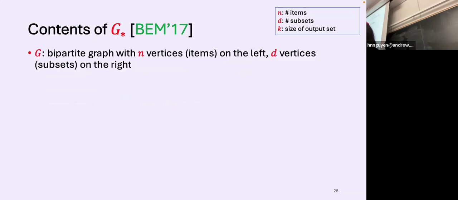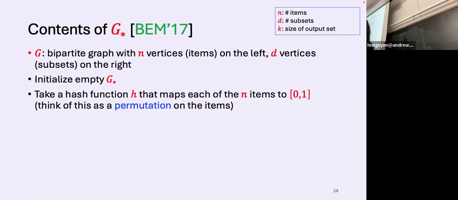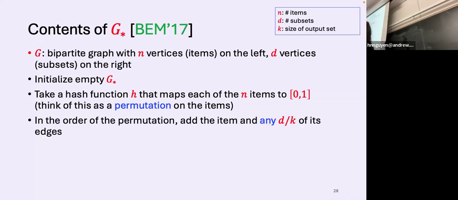Okay, so what is G star made of? It's a pretty simple structure, or a pretty simple subgraph. Just a reminder that G is a bipartite graph, items on the left, subsets on the right. I'm going to take a hash function h, and I'm going to map each of my n items to between 0 and 1. Really, you can just think of this as a permutation on the items. The hash function is just for the purpose of space. In the order of the permutation, I'm going to add that item, and I'm going to add any d over k of its edges to G star.